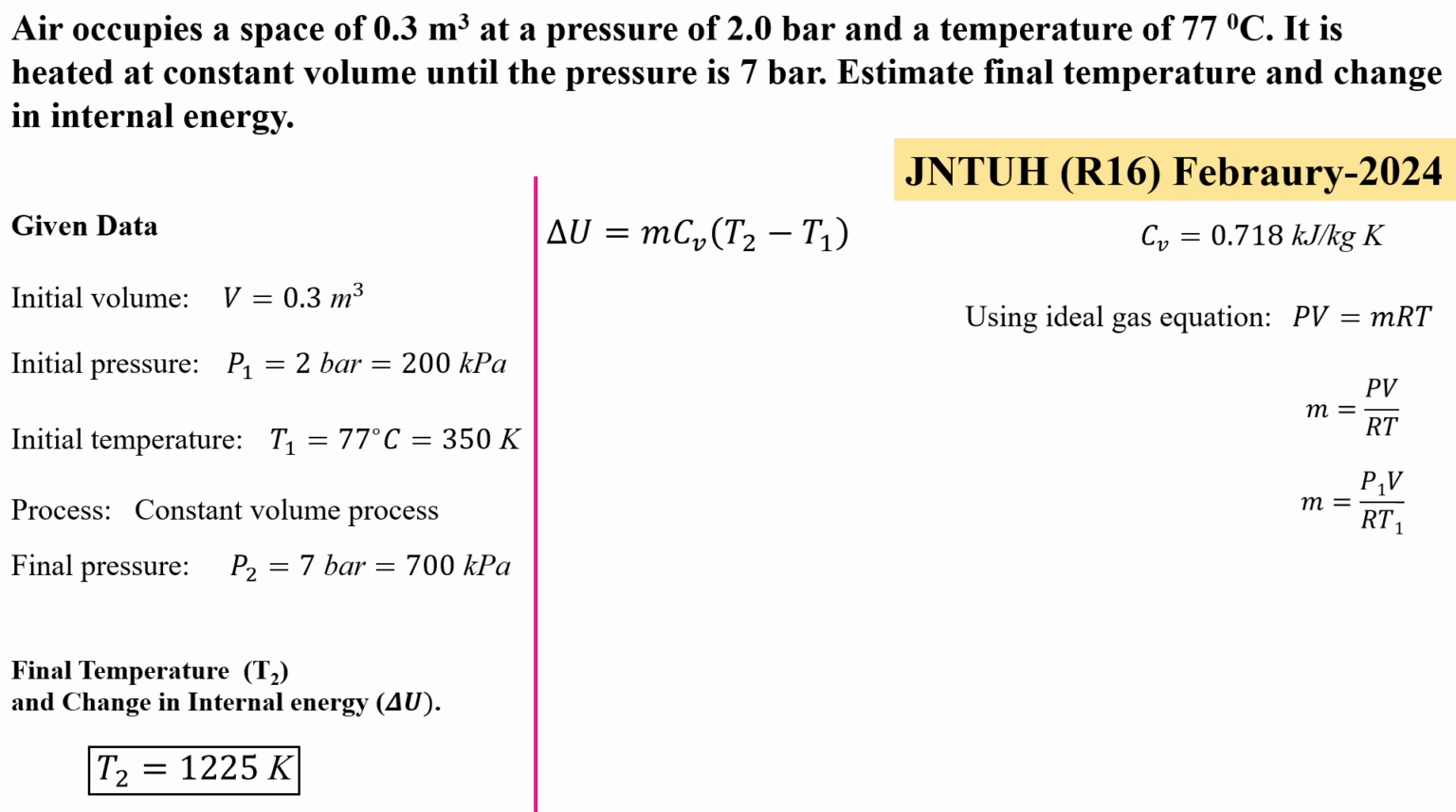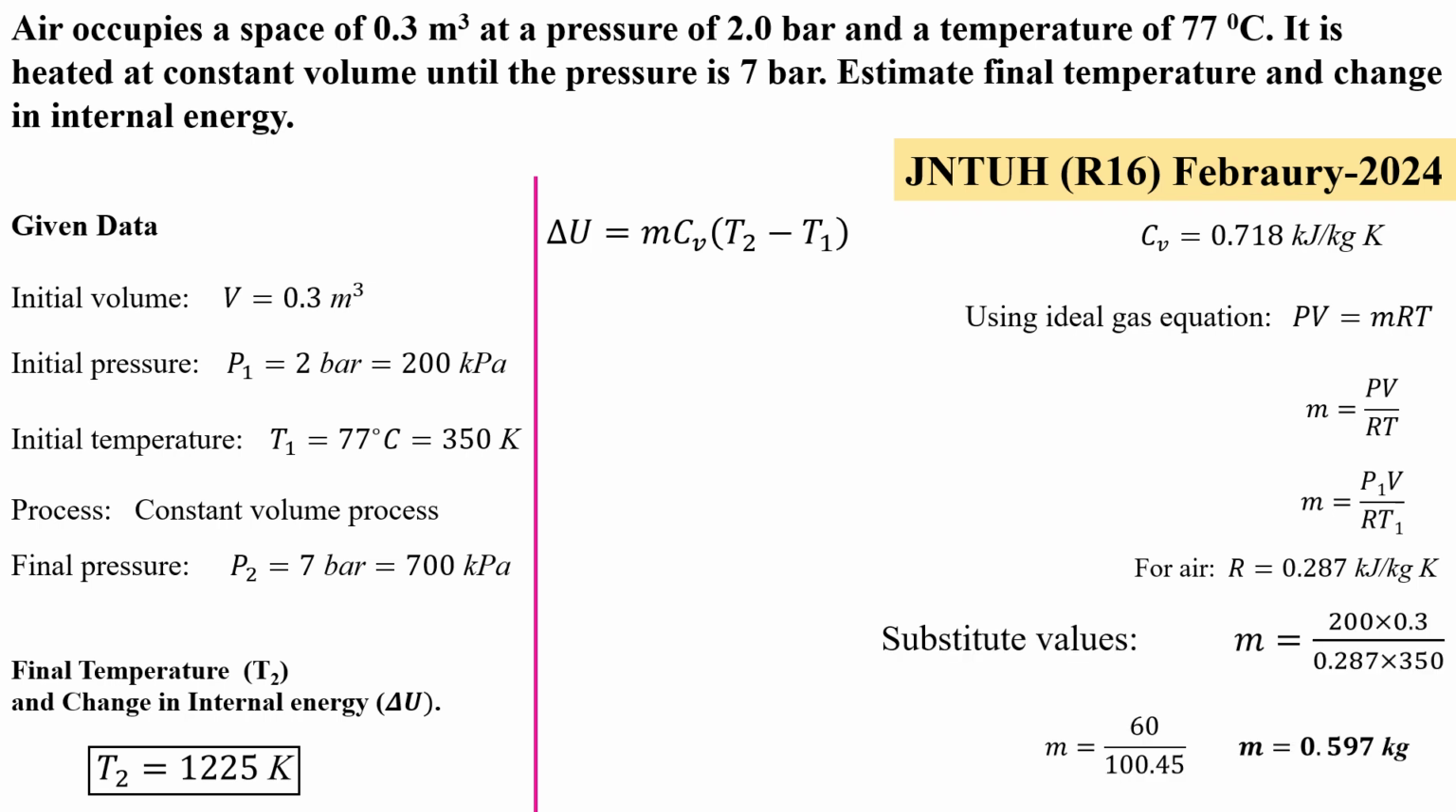So P1 value we know, 200 kilopascal, and V value we know, and R value we also know for the air, and T1 value also we know. So the R value for the air is 0.287 kilojoule per kg Kelvin. Then substitute all these values. m equal to P1 200, 200 into V, which is 0.3, divided by R value 0.287 into T1. T1 is given in the data, 350. Then m equal to 0.597 kg.